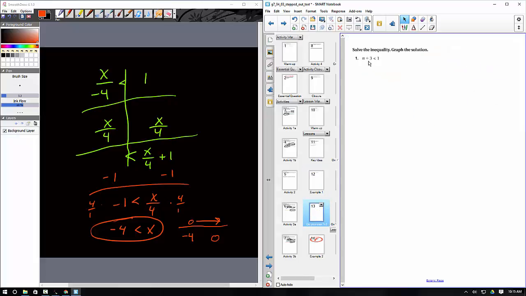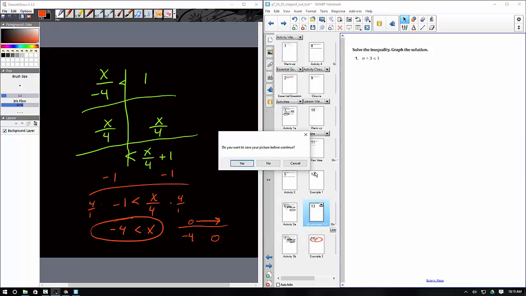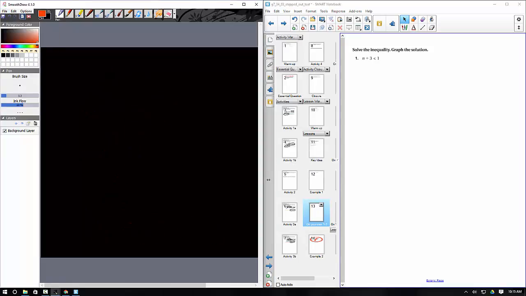So graph this one here. This is n divided by 3. Just so you know, another way to write this, where I think it might be easier, is n over 3 is less than 1. So again, I do the multiplicative inverse, which is 3 over 1. And now I'll have n is less than 3. I'll graph it out, put my 0, put my 3. It's an open circle, and it goes to the left because it's less than.